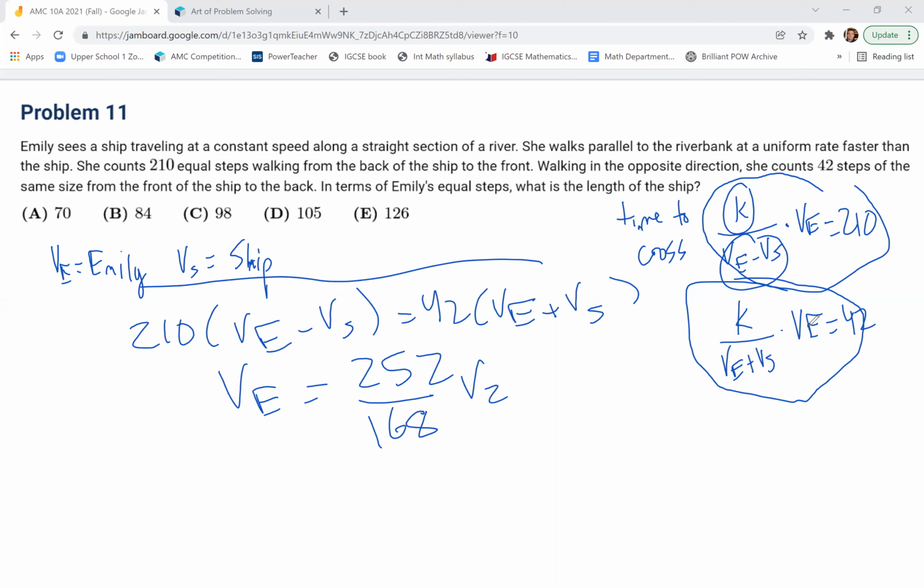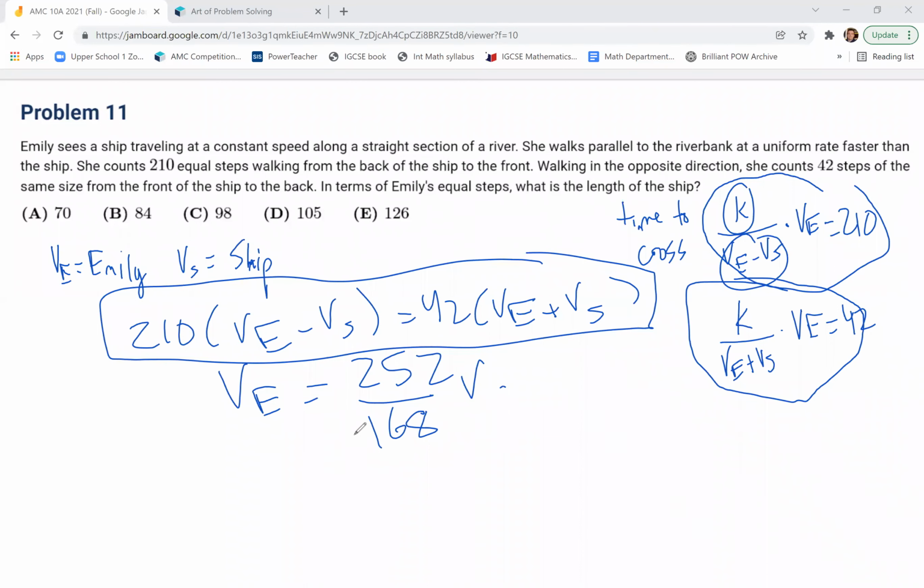And that's just from solving this, right? I'm just skipping some steps to save time. Because remember, you're not allowed a calculator, so you have to do this all by hand. Right? Now, what I then did was I substituted this quantity, 252 over 168 VS, oh, sorry, that should be an S, not a 2.